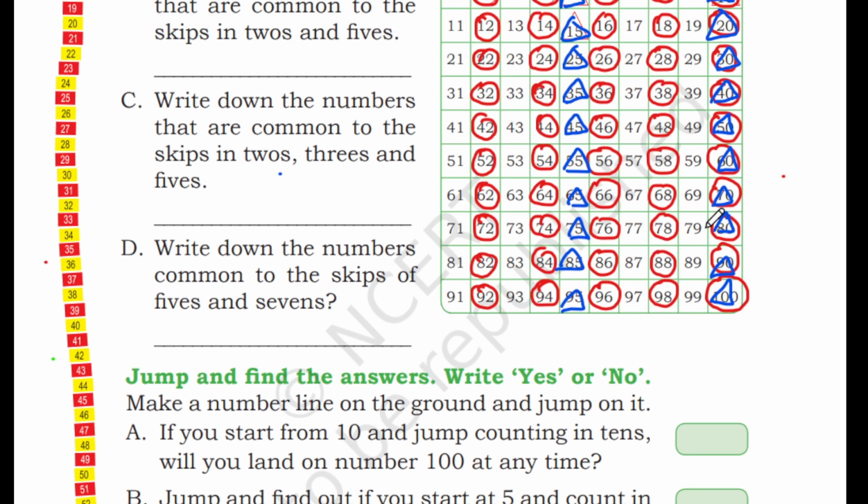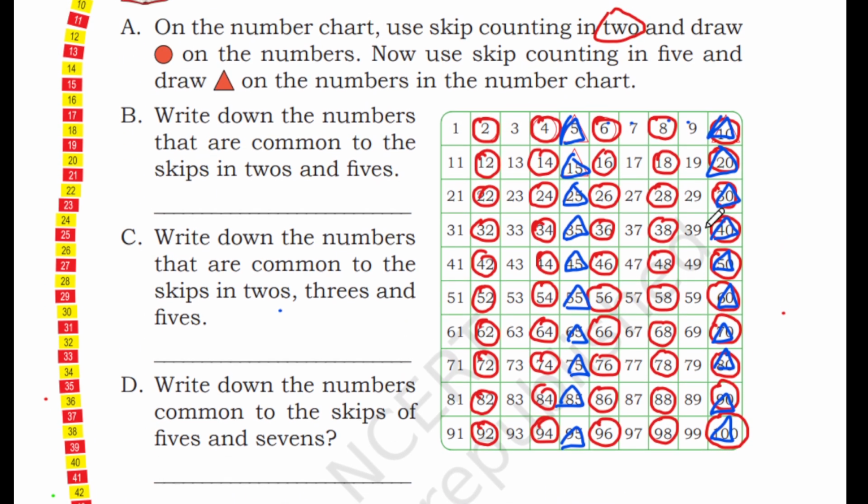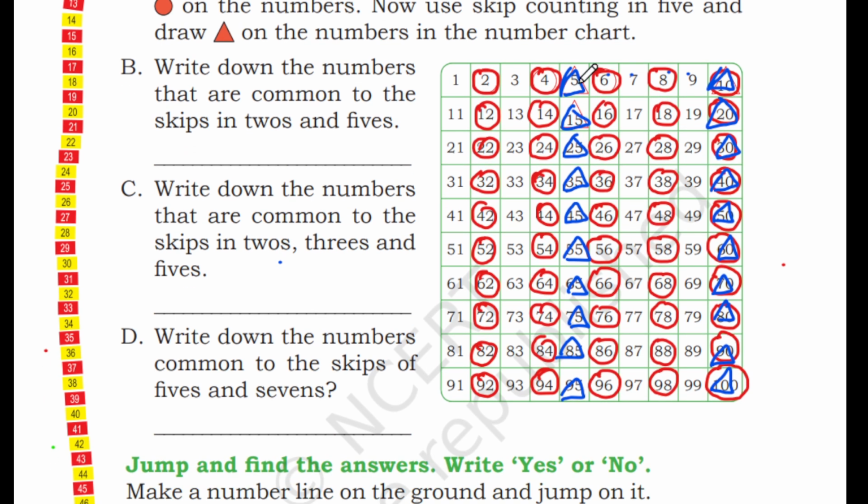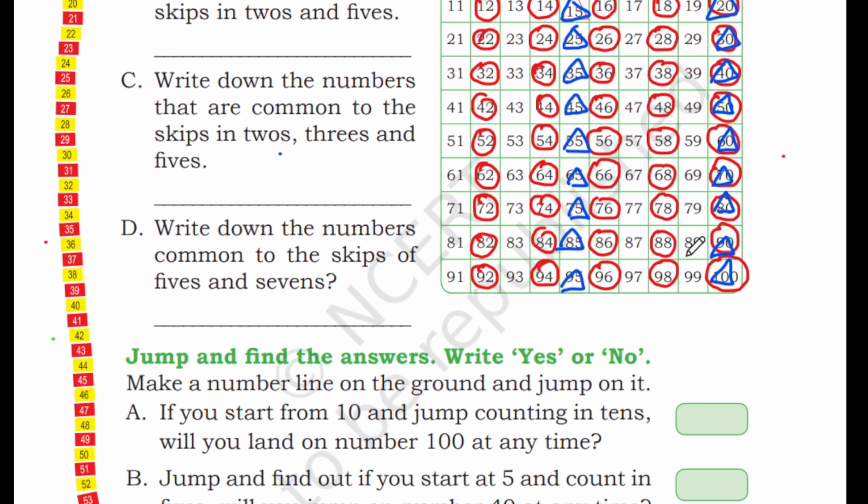If you see, when we skip count by 2, we reached all the 2 times table numbers. And when we skip count by 5, it will come for the 5 times table. Like 5 ones are 5, 5 twos are 10, 5 threes are 15, 5 fours are 20, 25, 30, 35, 40, 45, 50, 55, 60, 65, 70, 75, 80, 85, 90, 95, 100.